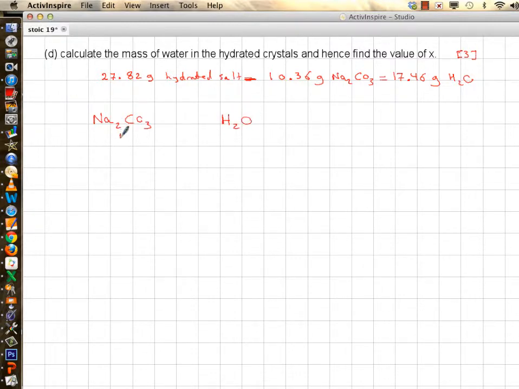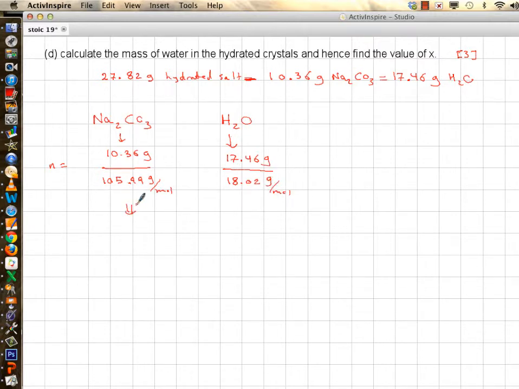Now, this is like an empirical molecular formula question, except you have two molecules in each other. For this, you have 10.36 grams, and for water you have 17.46 grams. Now what I'm going to do is divide by their molar mass to find moles, and then I'm going to divide by the smallest, and hopefully X comes to life. So molar mass of sodium carbonate was 105.99 grams per mole. Molar mass of water is 18.02 grams per mole.